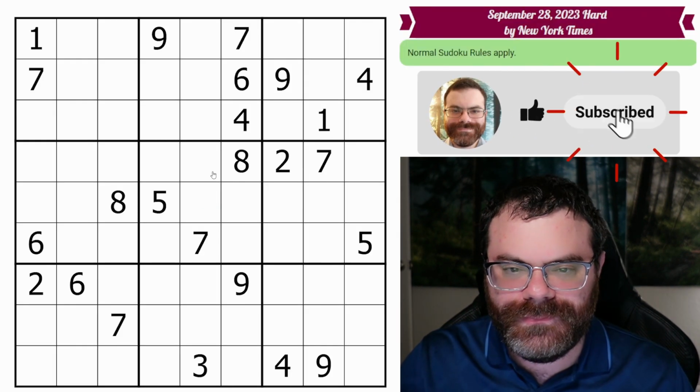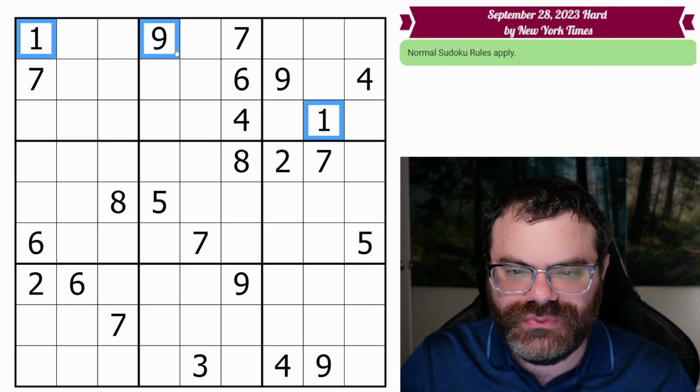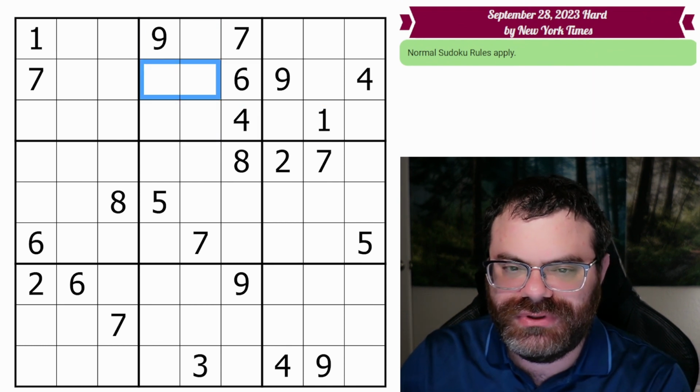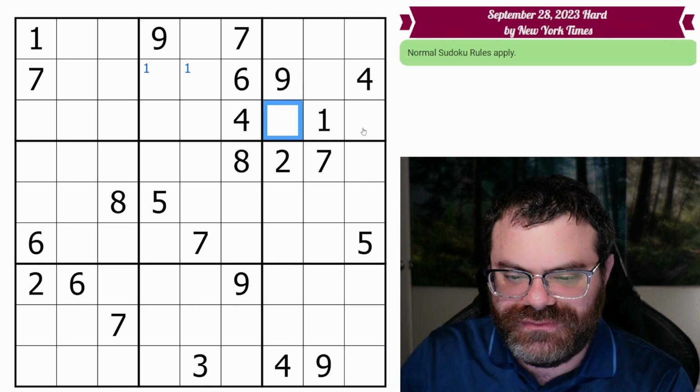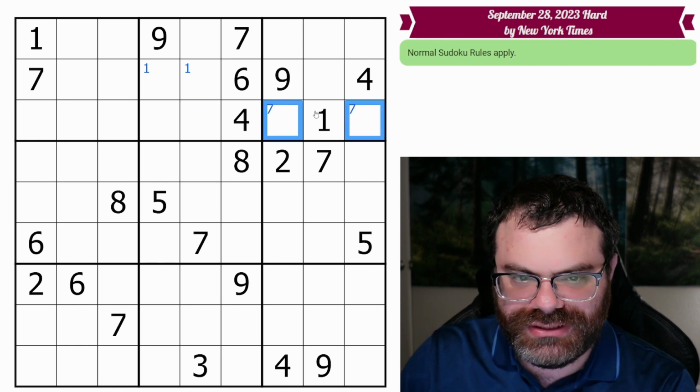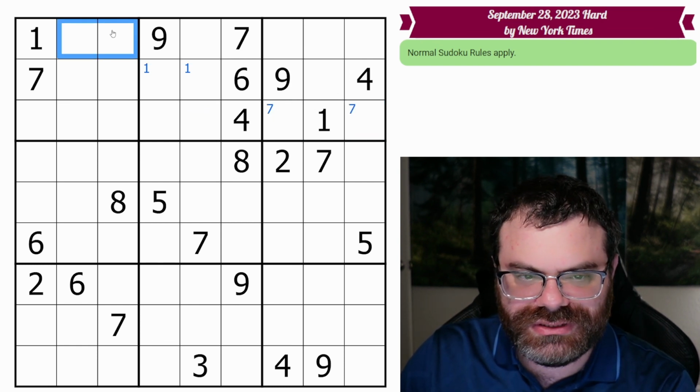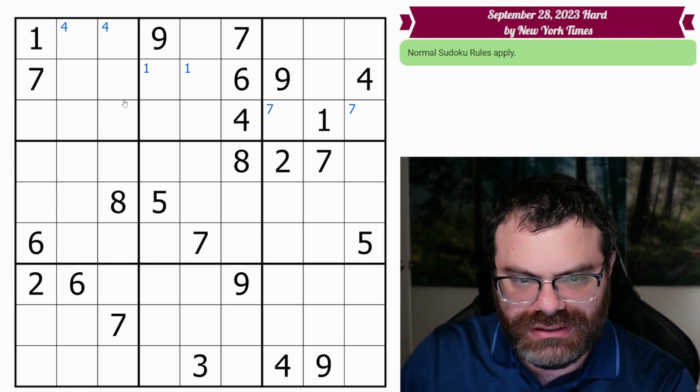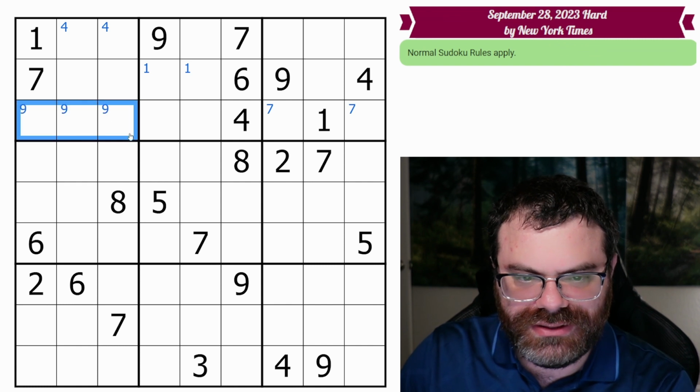All right, up top here we do have two 1s looking in, so there's a 1 in one of these two. These two 7s look over, so there's a 7 over here. We have two 4s, so there's 4s up here. Two 9s, so there's 9s down here.